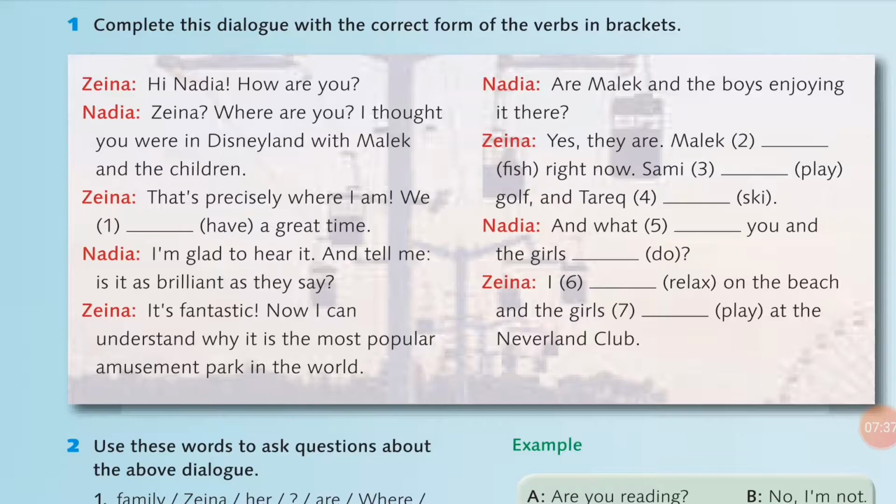Zaina: Hi Nadia, how are you? Nadia: Zaina, where are you? I thought you were in Disneyland with Malik and the children.